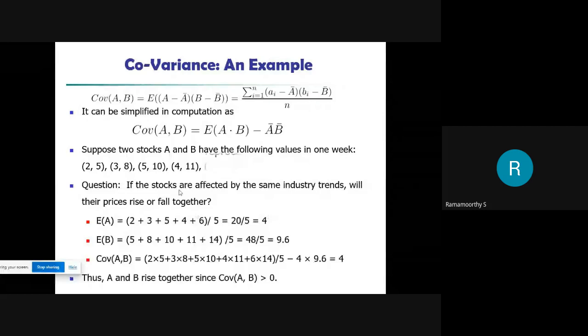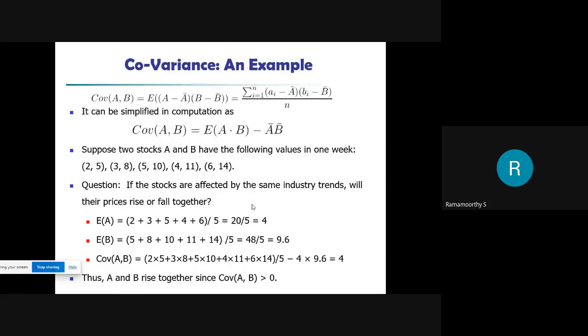So this is one more type of correlation analysis based on numerical data. Here a real-time example is given for the covariance. You want to compute covariance of A comma B. It can be simplified in computation as covariance of A comma B is equal to E of A dot B minus A bar B bar. Suppose you take two stocks A and B having the values in one week. The set of values are given here: 2 comma 5, 3 comma 8, 5 comma 10, 4 comma 11, and 6 comma 14.